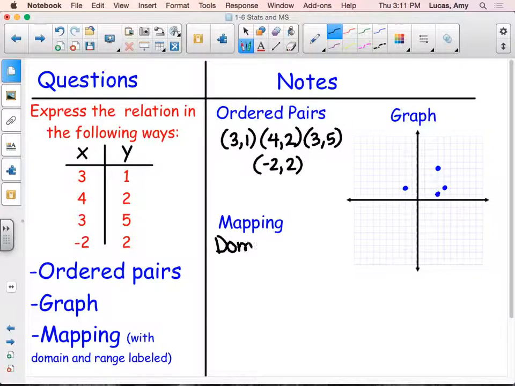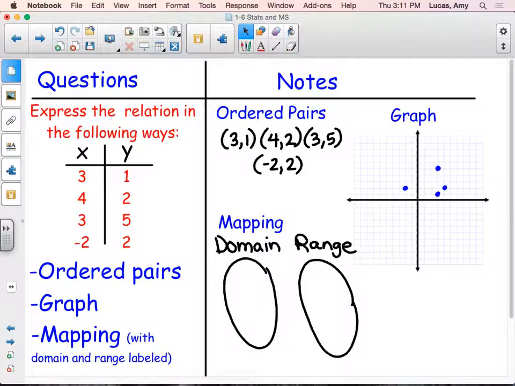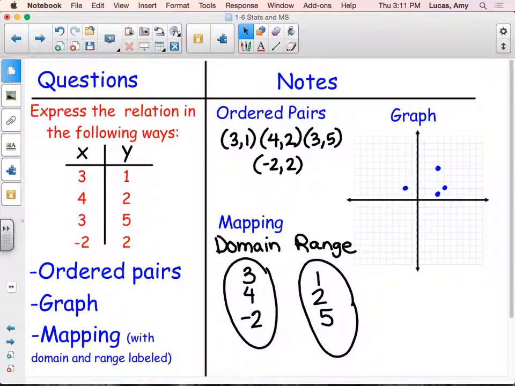My domain and range. So you've seen graphs before, you've seen tables before. It's the domain and range and the mapping that would be the new concepts here. So 3, 1, 4, 2, 3 is already in the domain, so just put the 5 in the range, and then -2, 2 is already in the range. Okay, so this one's going to look a little bit different.